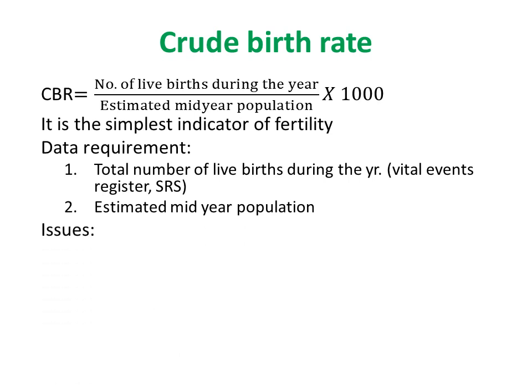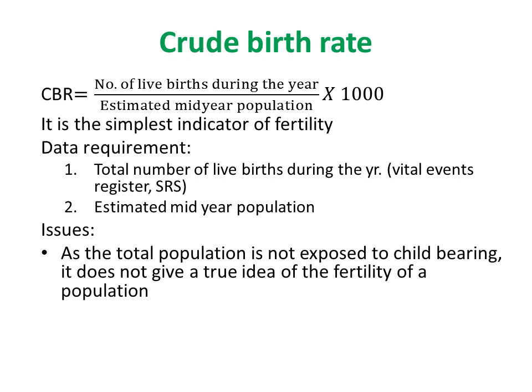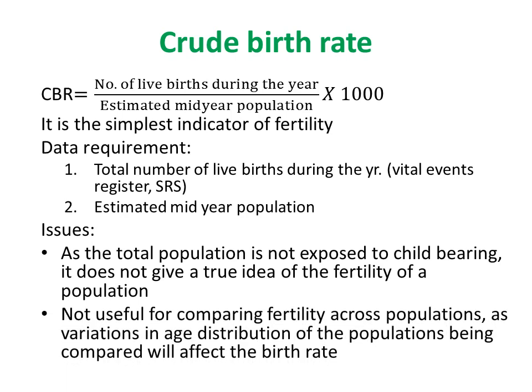The issues with crude birth rate are: the total population is not exposed to childbearing. There are males, children, and elderly, and hence crude birth rate does not give a true idea about the fertility of the population, and hence it is called crude birth rate. Also, crude birth rate is not useful for comparing fertility across populations because there are differences in the age distribution and sex distribution of the population. It is not useful for comparing fertility among different populations, or even within the same population over a long period of time, because the age structure changes.